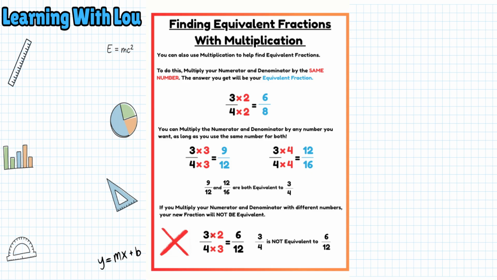Do not multiply your numerator by 2 and then your denominator by 3. You didn't find an equivalent fraction. If you do 3 times 2 is 6 and 4 times 3 is 12, 6/12 and 3/4 are not equivalent. You did it incorrectly. You have to make sure you're multiplying both numerator and denominator by the same number.